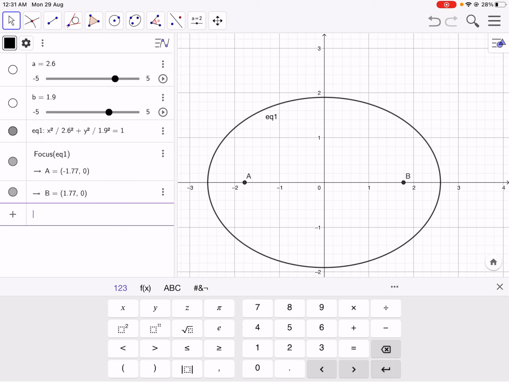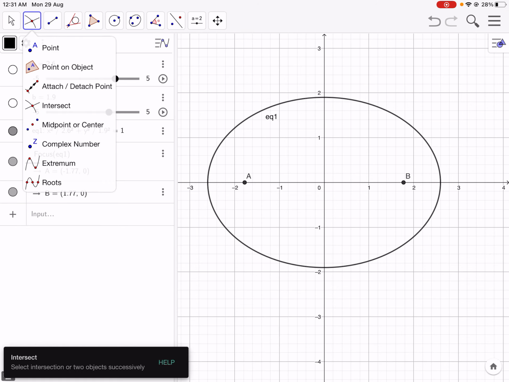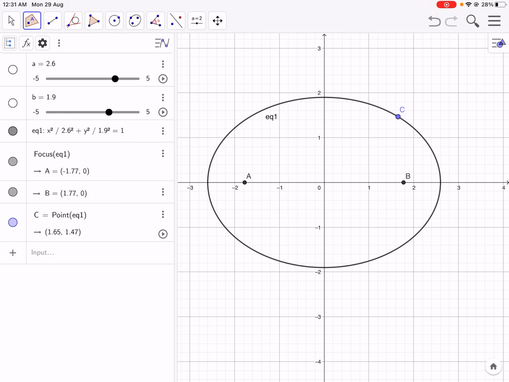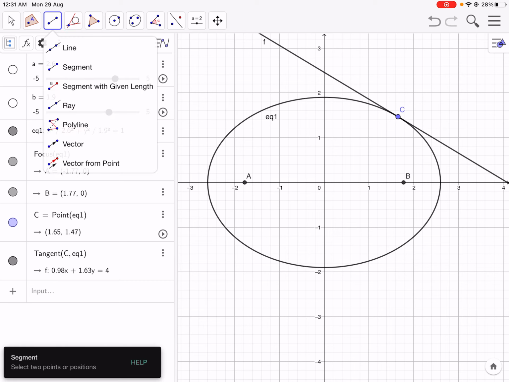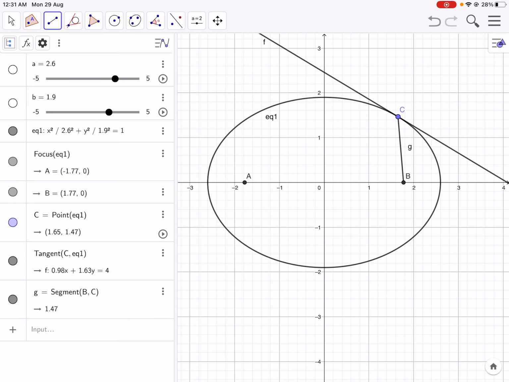okay, the ellipse has 2 foci, and like the parabola, if I put a point on the object here, find its tangent, and now consider this line here and this line here, G and H. Notice that G and H there add up to 5.2, and that's 2 times A.